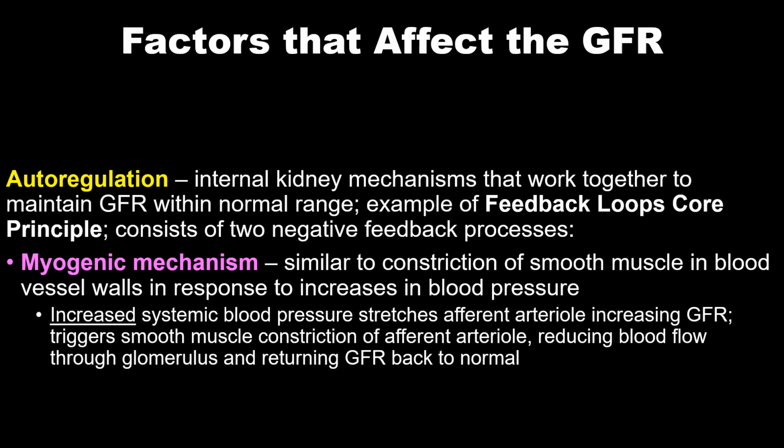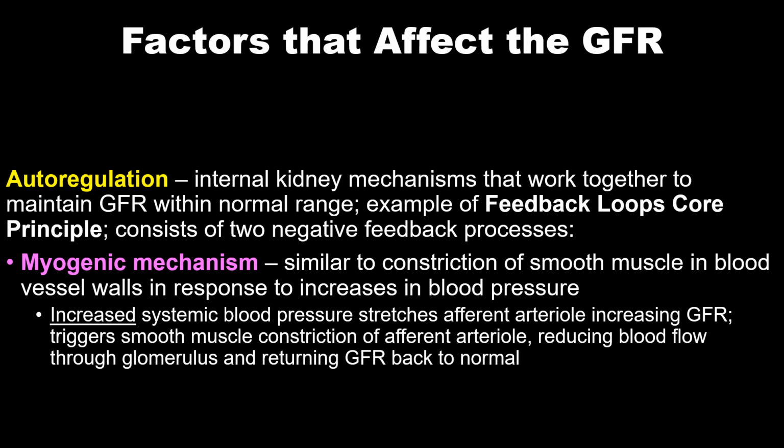The first one we'll talk about is the myogenic mechanism. And these basically respond to increases or decreases in blood pressure by controlling the stretching of the smooth muscle in these blood vessels. So let's say an increase in systemic blood pressure is going to stretch the afferent arteriole, and that is going to lead to an increase in the glomerular filtration rate. And so this is going to cause muscle cells to contract, thereby constricting the arteriole.